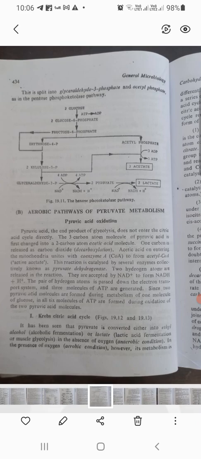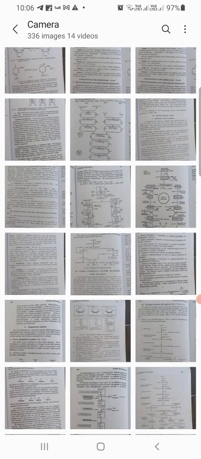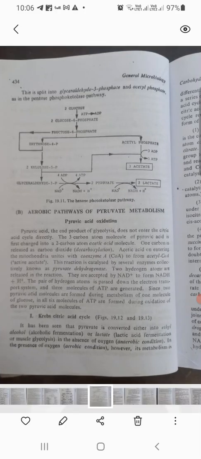Pyruvic acid, at the end, is the end product of glycolysis, that is the EMP pathway. It does not enter the citric acid cycle or TCA cycle directly. The 3 carbon atom molecule of pyruvic acid is first changed into a 2 carbon atom acetic acid molecule. The 1 carbon is released as carbon dioxide.